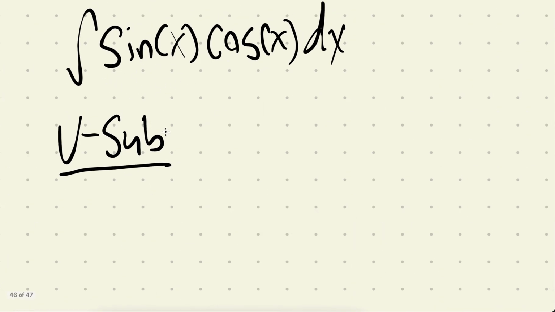And the question becomes, well, what do we want to substitute? And do we want to substitute sine x or cosine x? Well, when we substitute sine x, we would have to find the derivative of sine x, and that would give us cosine x. And as you can see, we have a cosine x here, so that would mean that it would cancel out with this cosine x, so it's perfect.